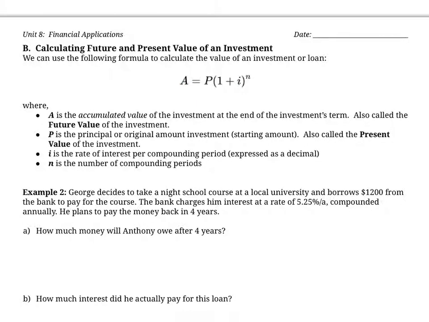And then we know i is our interest rate per compounding period. We're going to talk about that in a second. It's expressed as a decimal, not a percent. And then n is our number of compounding periods. So that means the length of time that it's going to be left to increase in value.